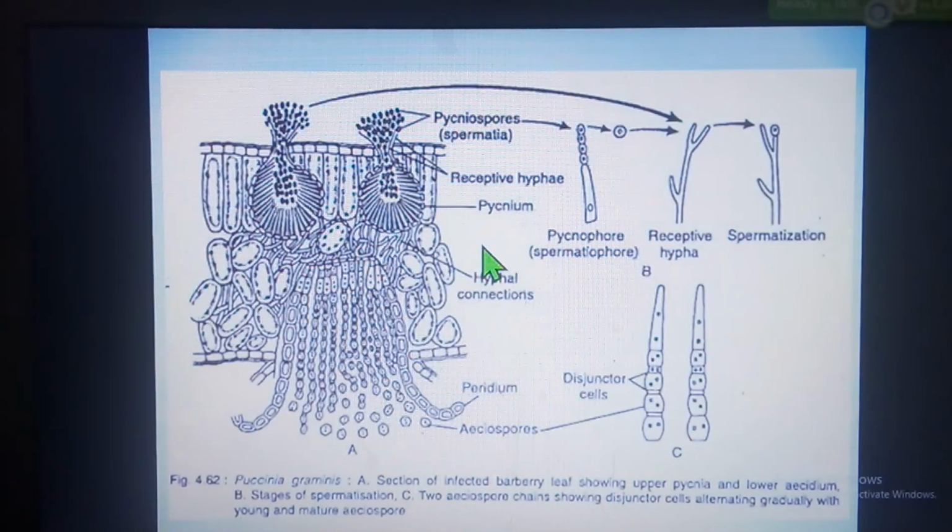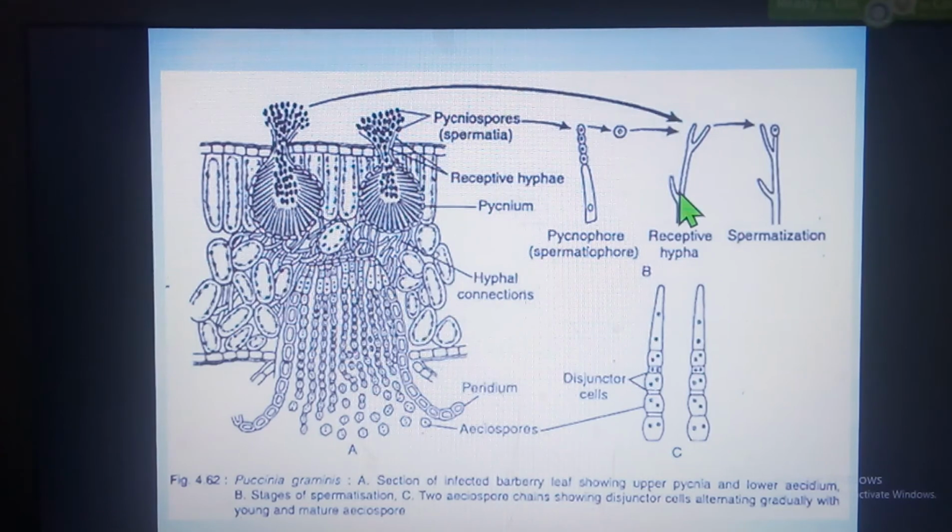Suppose now from the negative type, the spore comes in contact with the positive type receptive hypha. So this positive receptive hypha and this negative spore, the pycnospore, will fuse together. Okay, they will fuse together in a process known as spermatization. You can see this receptive hypha coming from here. Suppose everything happens here.